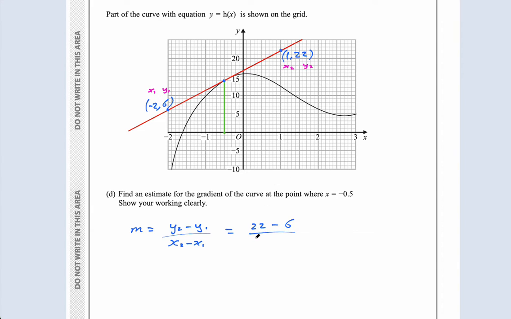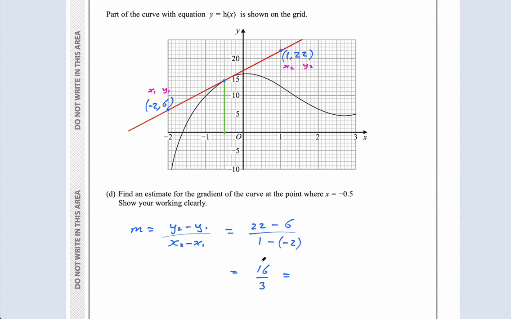Sub in my x2, 1. And then sub in my x1, which is negative 2. Be very careful, guys. It's minus negative 2. 22 minus 6 is 16. 1 minus minus 2 is 3.